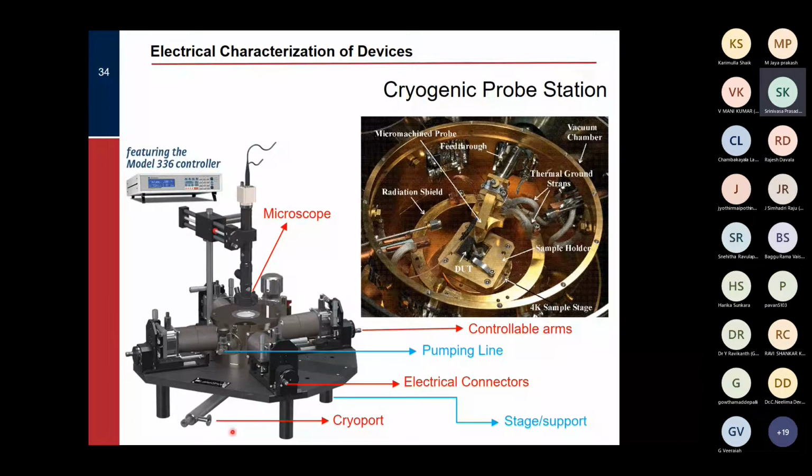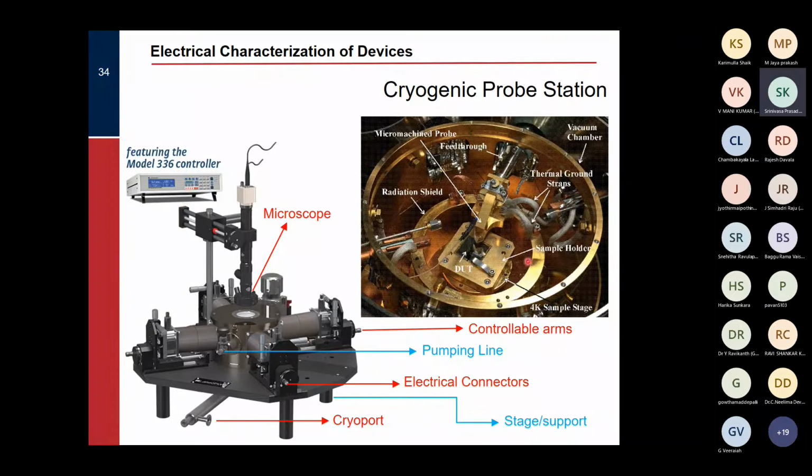Another option it has is a cryoport. Cryoport means that you can put some cryogenic fluid like liquid nitrogen or liquid helium, and that will help you cool the stage, so you can do a temperature dependent measurement. And you can control the temperature through this temperature controller.